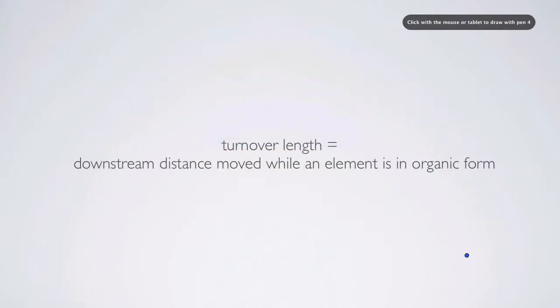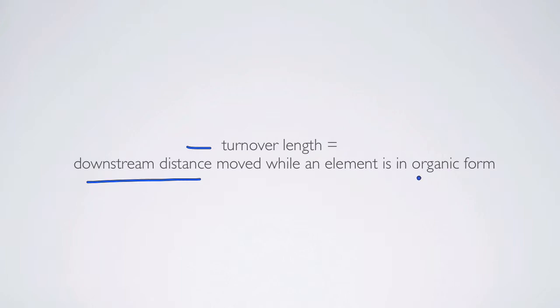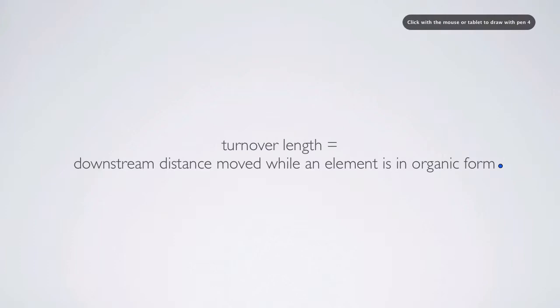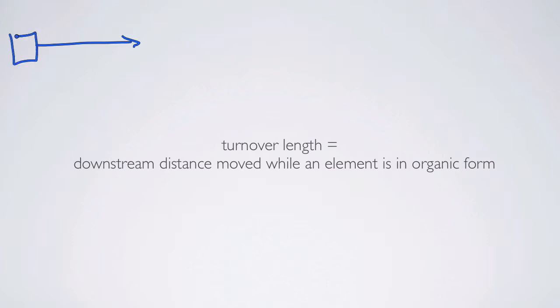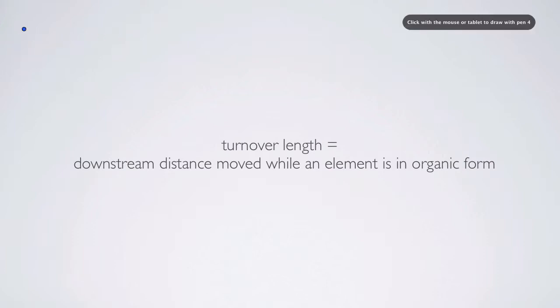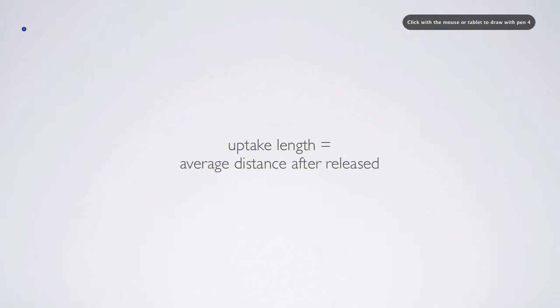Now there are two different terms that we're going to use to describe the cycle. The first one is turnover length, which is the downstream distance moved when an element is in organic form. So think of organic form as having been taken up by a plant, for example, and we want to know how far downstream it's going to move while it's in a plant. The other term is uptake length. And essentially, uptake length is the average distance that a given nutrient is going to travel after it's been released.